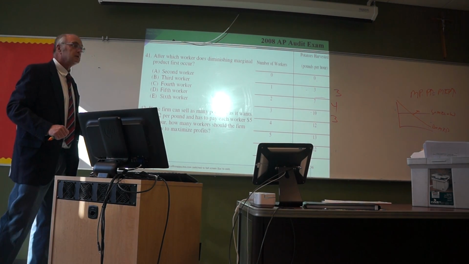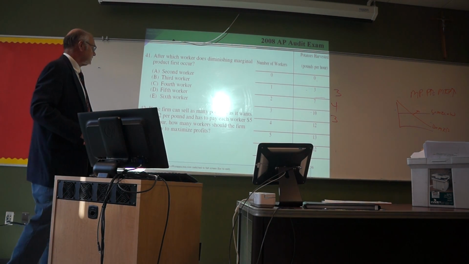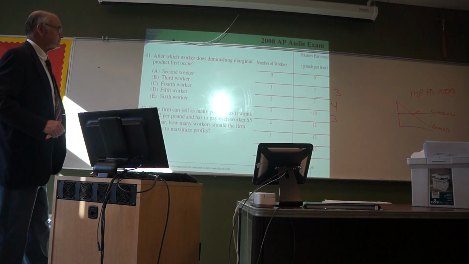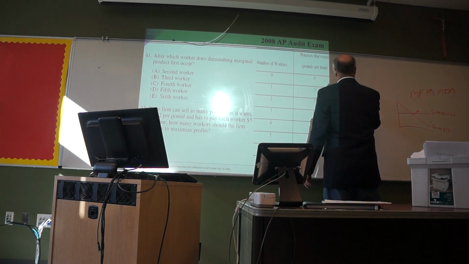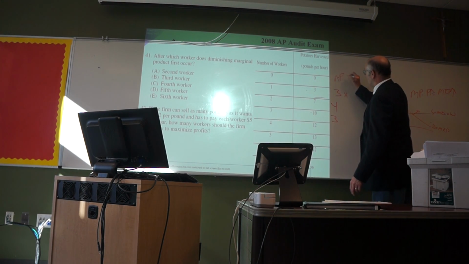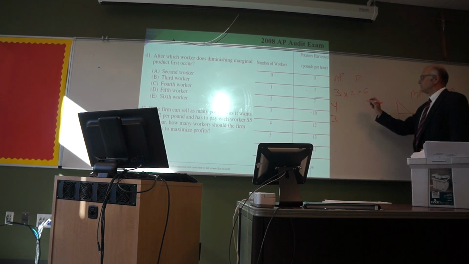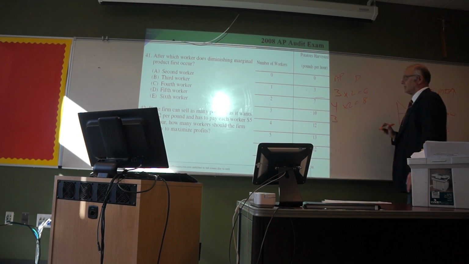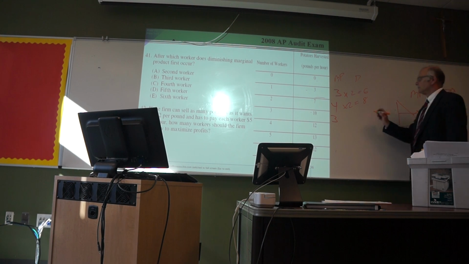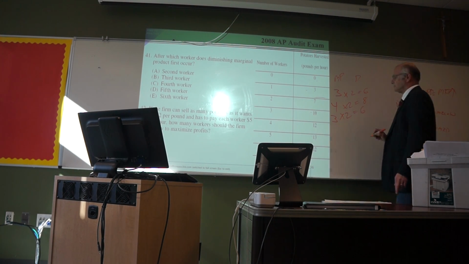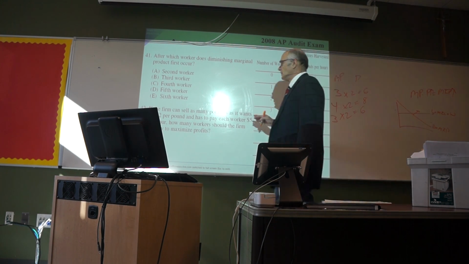42. Could you talk to me? After one worker, the MRP is $6, so you did MP times price, right? So you got 6. And then MRP for the second one is $8. So you hired him, right? And then the MRP for the third worker is 6 again, so you hire him. And then the MRP for the fourth worker is only 4, so that's below what you're paying. So you stopped at 3.